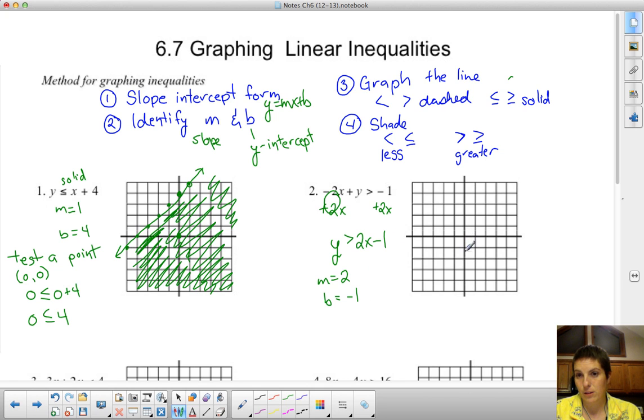Remember that the y-intercept was our starting point, and then we use our slope. Rise 2, right 1. Rise 2, right 1. Edge to edge. Get all of your points put in. Now it's time to connect the dots. We're going to connect them with a dashed line because there's no equal to. So again, use your straight edge. It'll make this much easier to do, and your line will be much prettier than my wiggle worms.